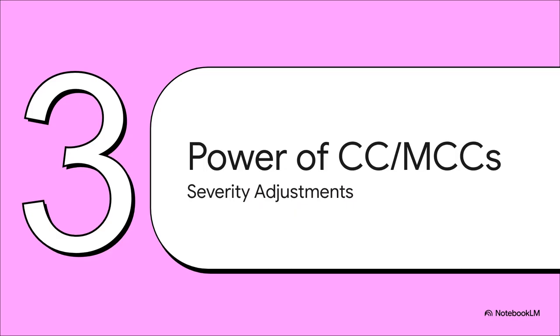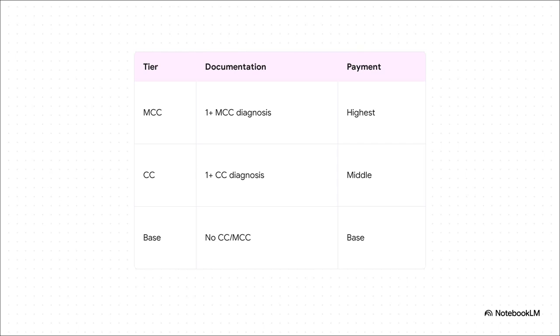Section 3. The power of CC/MCCs. Almost every single MS-DRG is broken into a triplet structure based on secondary diagnoses. Think of it like a tier system. If you have just one diagnosis flagged as an MCC, that's a major complication and comorbidity, boom, it bumps the case to the highest payment tier. A standard CC gets you the middle tier. This right here proves how a single, precisely documented secondary diagnosis can drastically alter the financial weight of a case.